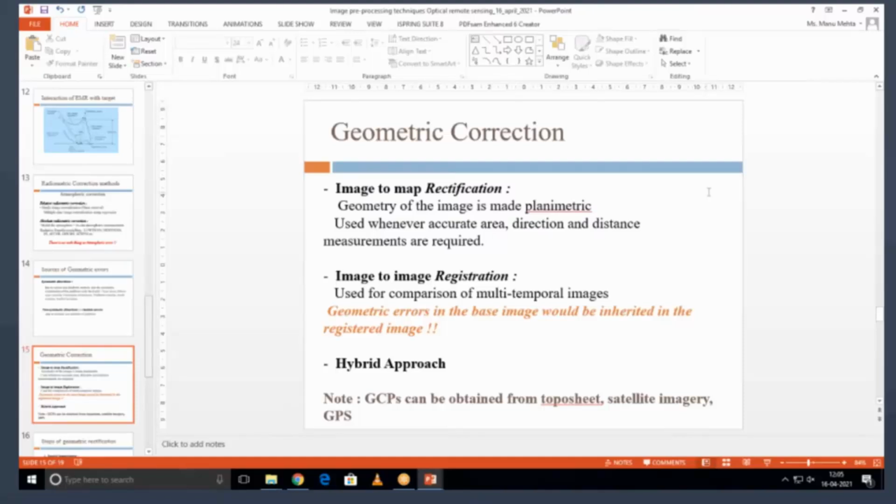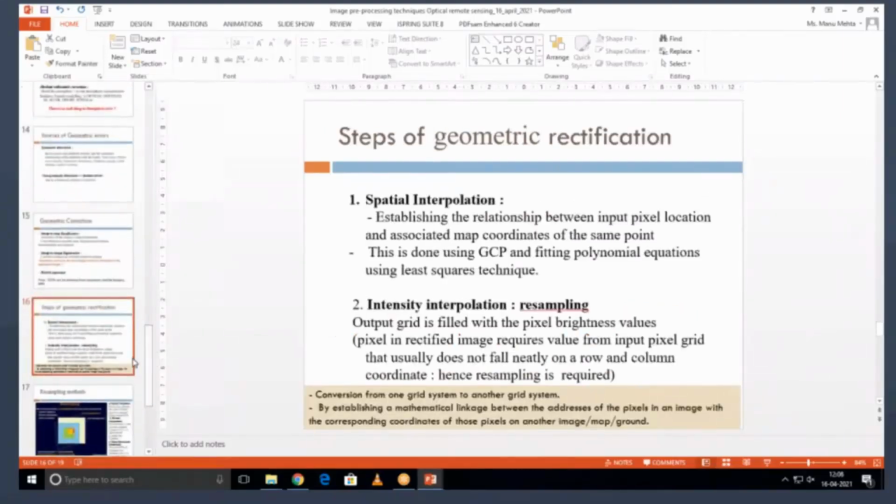Okay, so for any geometric correction, we need to have some reference points from the reference image. These points are called ground control points. These can be obtained from topo sheets for rectification, or from GPS, or for registration, you can obtain them from any other satellite image also. So we have two steps of geometric correction. One is spatial interpolation, and the other is intensity interpolation.